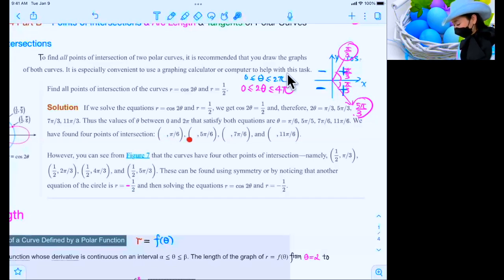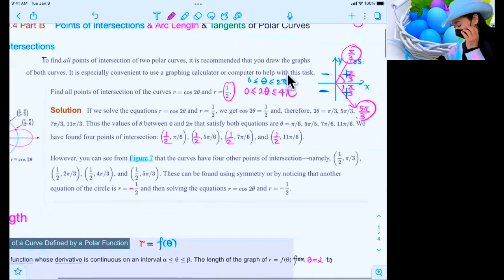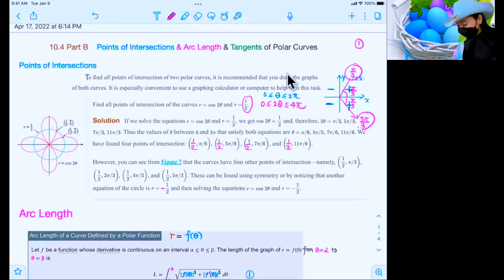But how do you find the r? How do you get r if you know theta? You can put it in, but also over here, it satisfies both equations, so r is 1/2. So r for all of them will be 1/2. Now let's look at the picture. That will correspond to what are the 4 points? The 4 points: pi over 6 is this one, and 5 pi over 6 is this one.